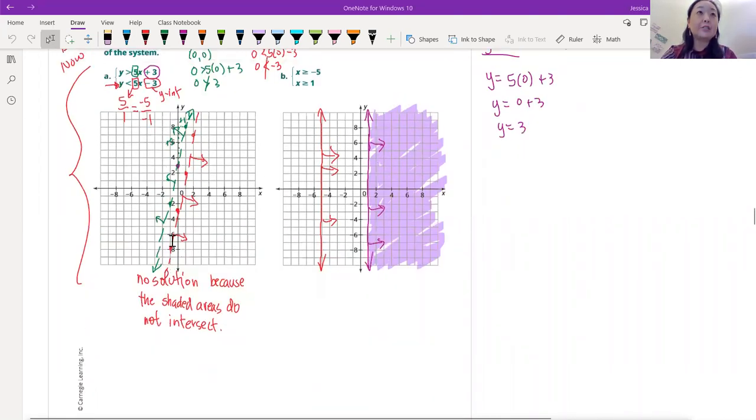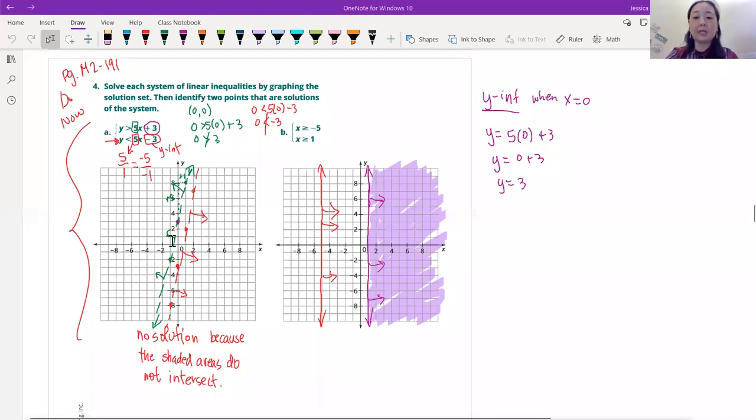This is going to be the second lesson, or second day of work, for working with constraints. So we are on page M2-191. If you look at number 4, this is the graph right here.